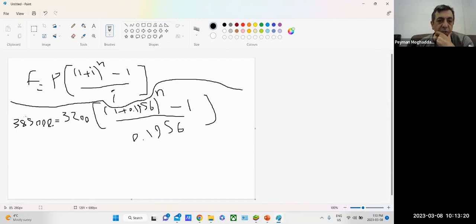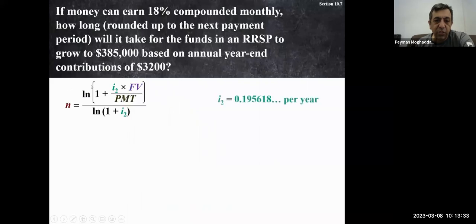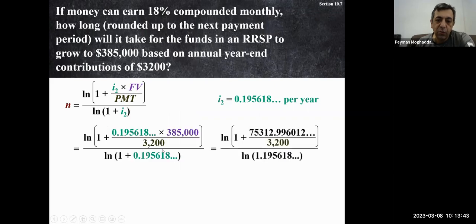So how do you do it? You divide this by 3,200, multiply by this, and then you do ln of the whole thing. Okay, so that's one way of doing it. The other way is just memorizing the equation. So it's up to you guys. You can just memorize the equation or just have it in a cheat sheet. You have I2 now, you have FV, you have PMT, and you use this equation.